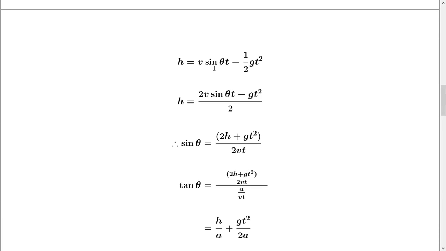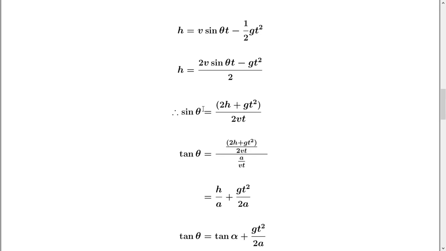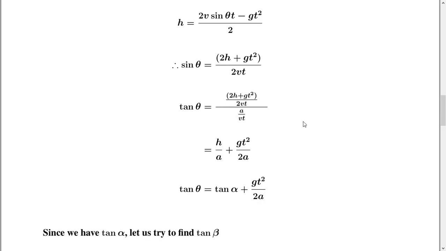Similarly, h equals ut plus half at square, right? So h is the height at which point P is. So h equals v sin theta t minus half gt square, and from here you get sin theta equals 2h plus gt square by 2vt. And therefore we can find tan theta as sin theta by cos theta. What you get is h by a plus gt square by 2a.